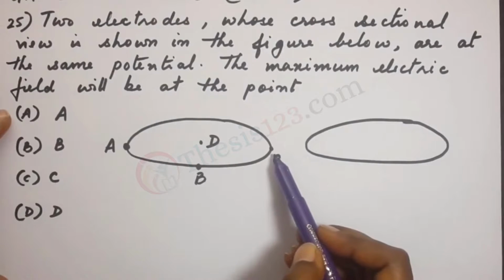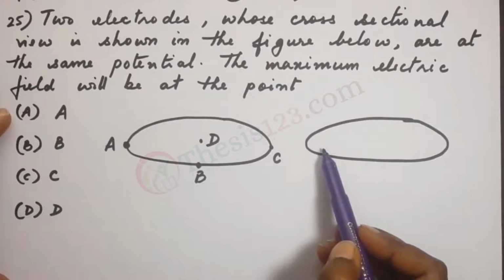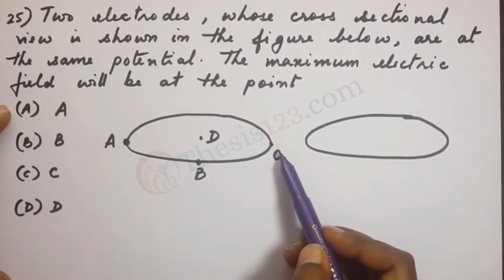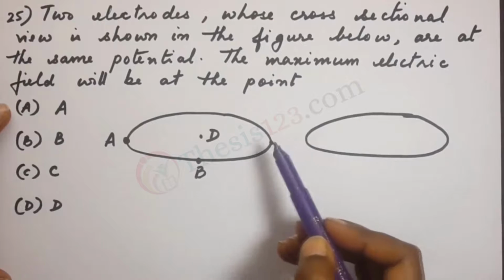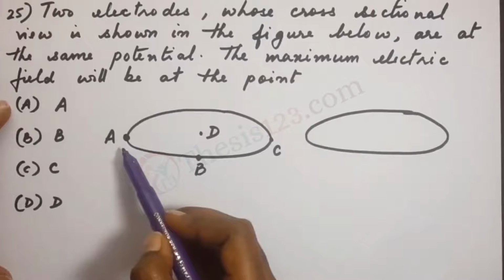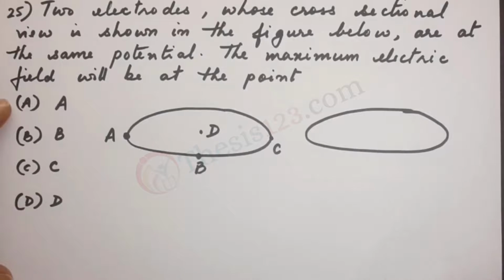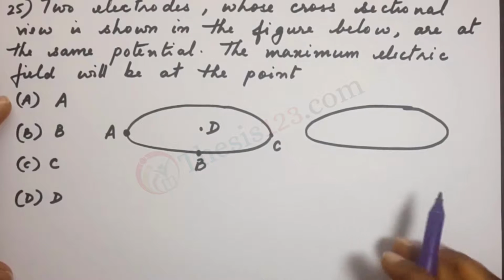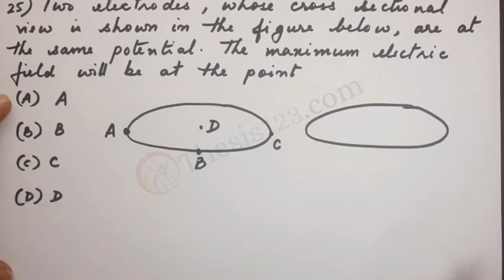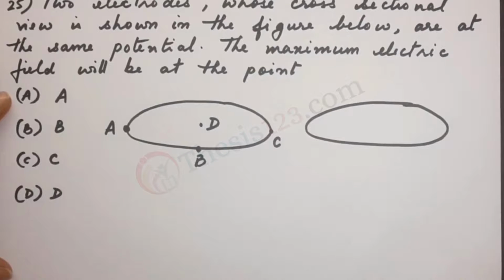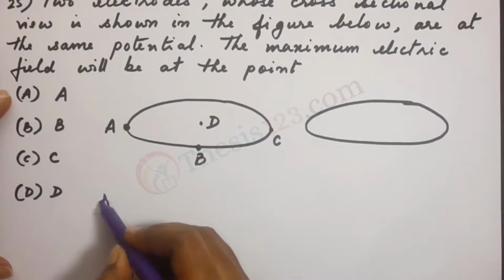Now you see that the point C is the closest, point A is the farthest. So the options are somewhere between A and C. It could be point C or it could be point A. But here's the rule. Now you will have to remember at a certain point the electric field intensity is always maximum when the point is furthest away from the other plate. So I'll put that point here.